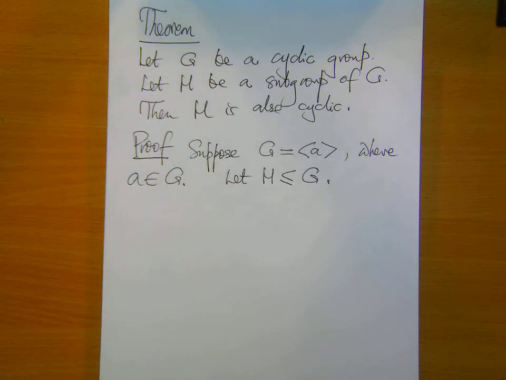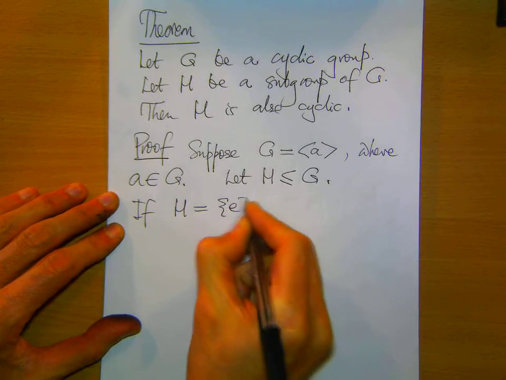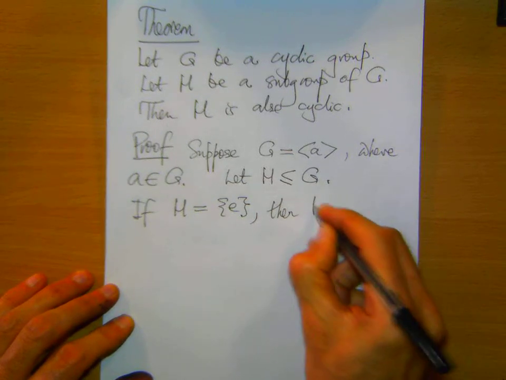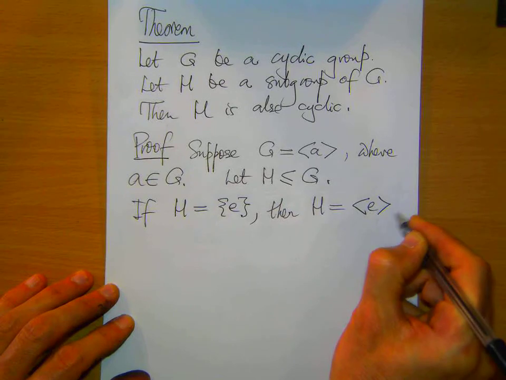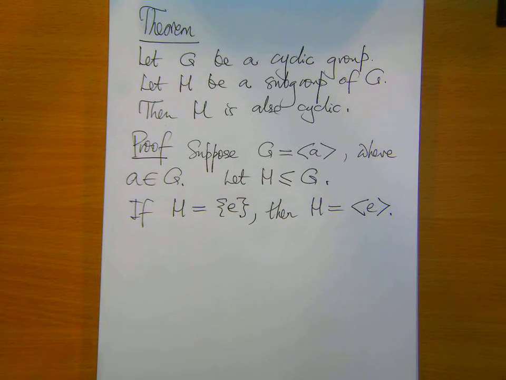Well, it's possible that H is trivial, it's just got the identity element, so let's just deal with that case first. So suppose H is the trivial subgroup. Well, that is actually cyclic because it's the subgroup generated by the identity element. Remember, any power of the identity is the identity. So the identity subgroup, the trivial subgroup, is cyclic. So that's okay. So if H is trivial, then it's cyclic. So the more difficult case is when it's not trivial.